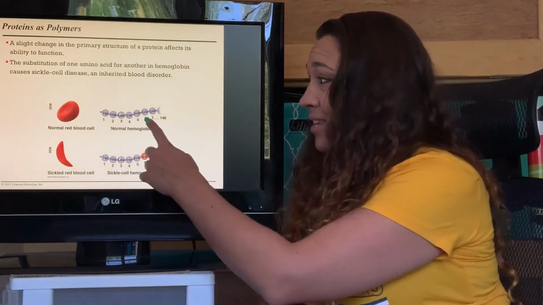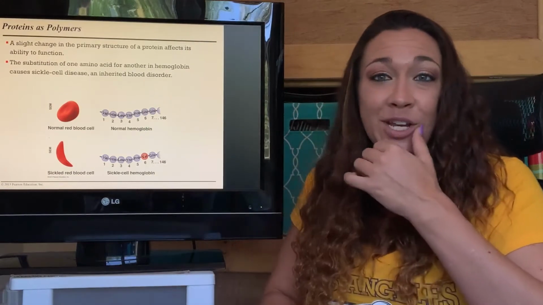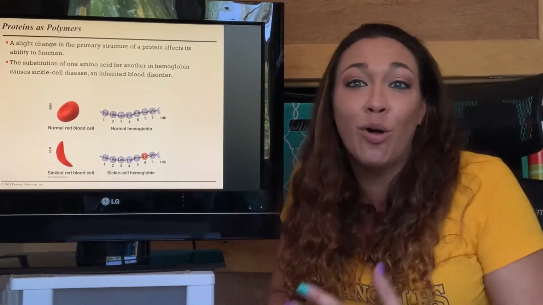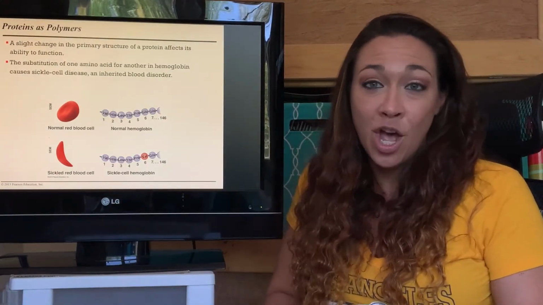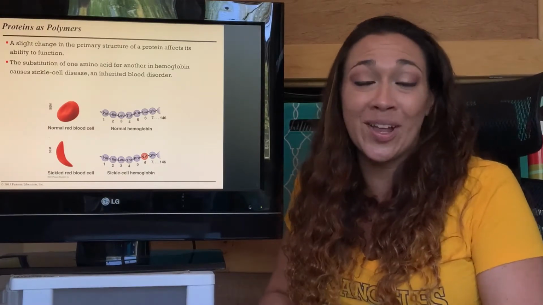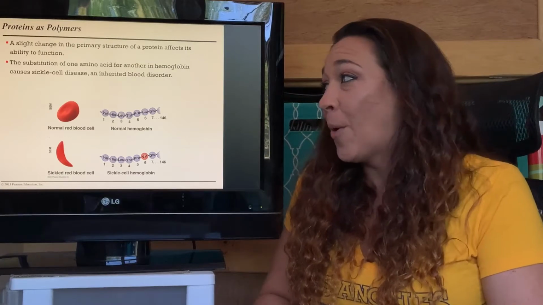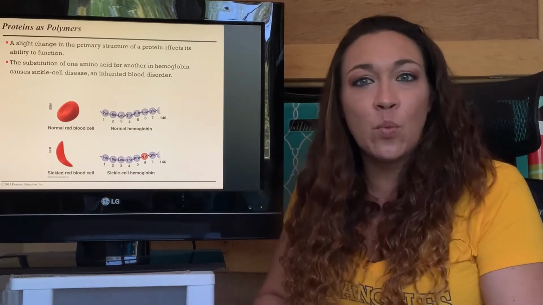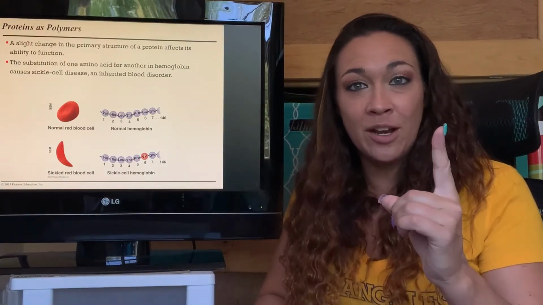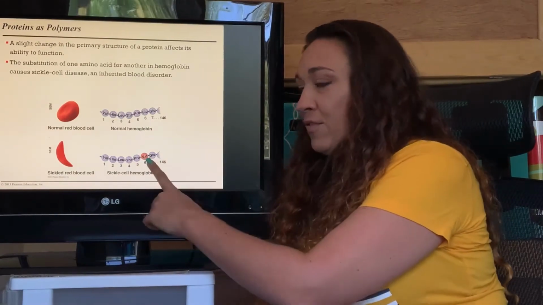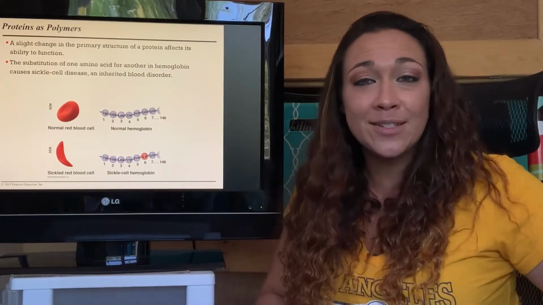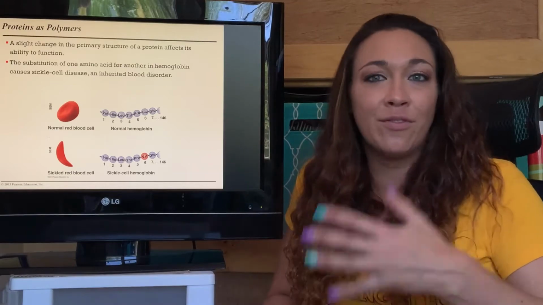Now, because this is a mutation and it actually happens in your genes, that means all of your red blood cells are going to look like this. All of your red blood cells are going to be sickle cell, and you can even pass it on to your kids because it's technically a genetic thing. So not good, but all it takes is one single substitution from the GLU to the VAL, the wrong amino acid, and all of a sudden now you have sickle cell.